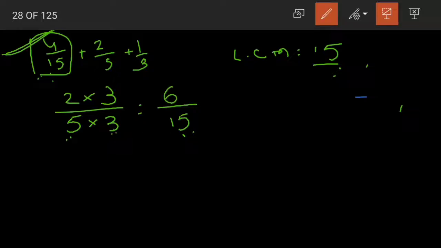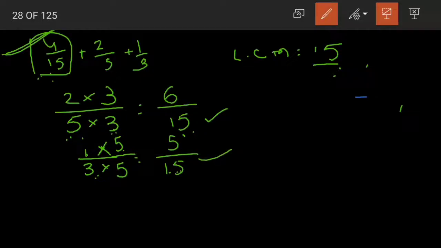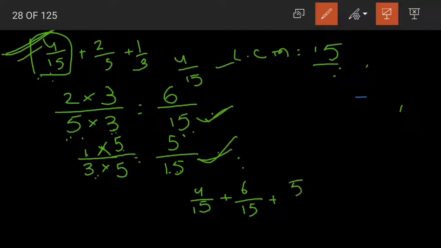2 3s are 6 divided by 5 3s are 15. Next we have 1 by 3. Again the denominator should be 15. But here we have 3. So 3 into 5 is 15. Multiply the same 5 in the numerator as well. 1 5s are 5. So what are our resultant like fractions, children? There are 3 like fractions now: 4 by 15, 6 by 15 and 5 by 15.